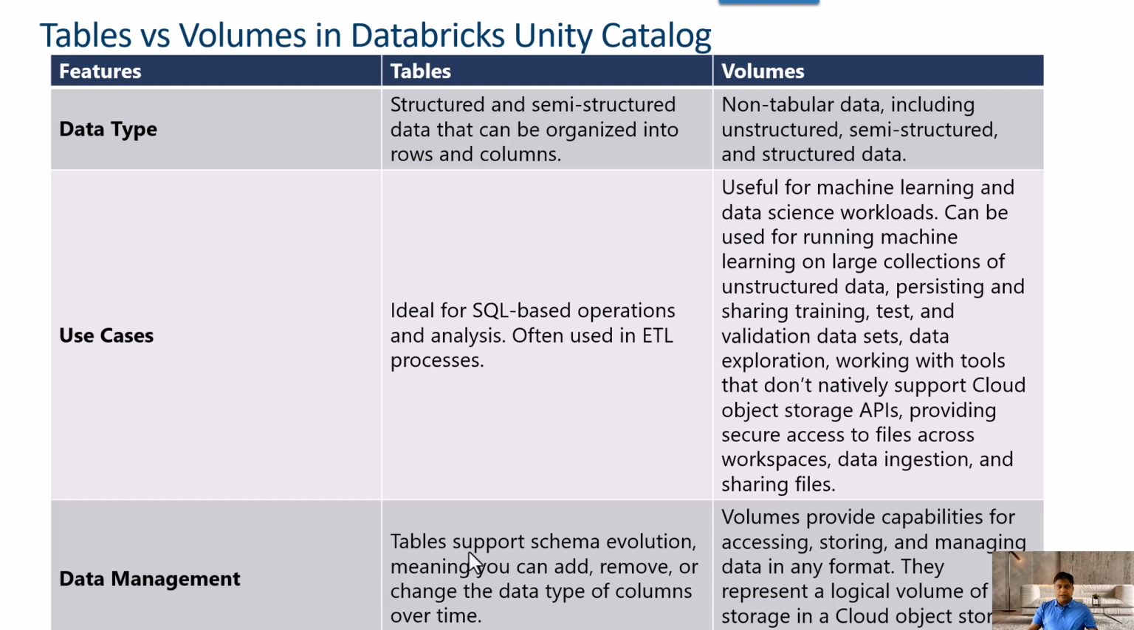From a data management perspective, tables support schema evolution. It can support adding, removing, or changing the data type of a column, while volumes provide inherent capabilities for accessing, storing and managing data in any format. They actually represent a logical volume of storage in cloud object storage. So they are logically telling you, okay, this is a volume name, and behind the scenes it might be connected to AWS, it might be connected to Azure, or it might be connected to GCP.